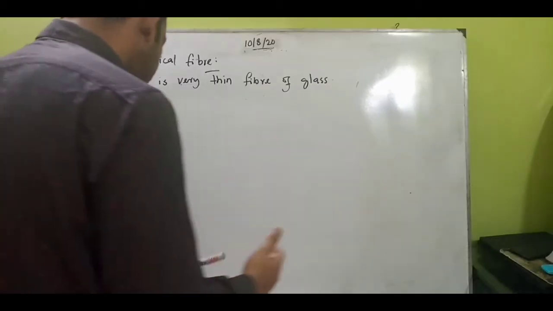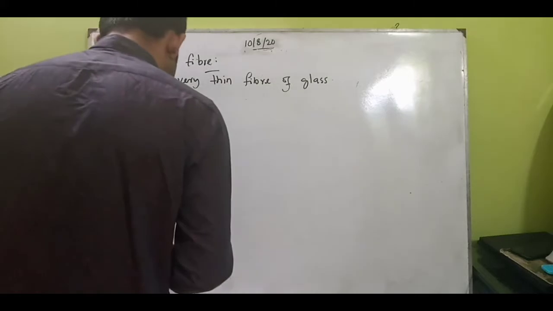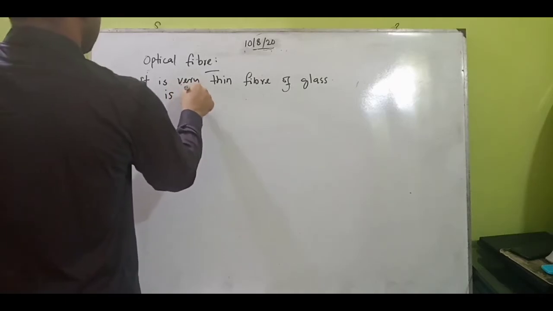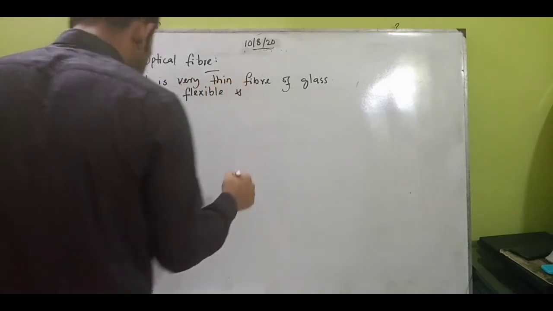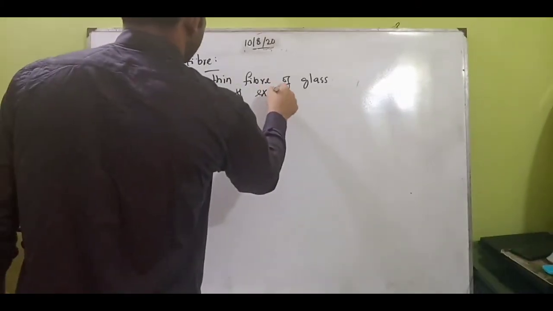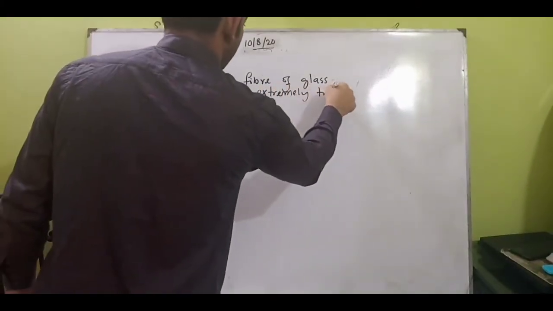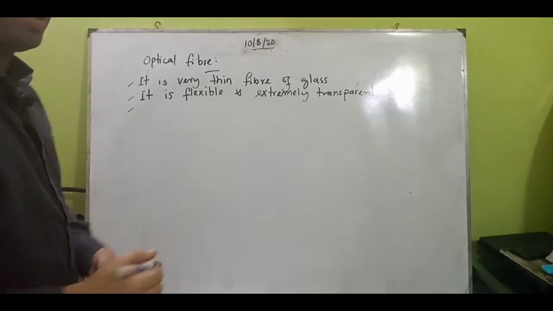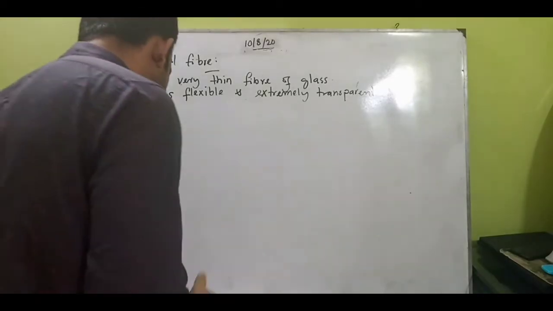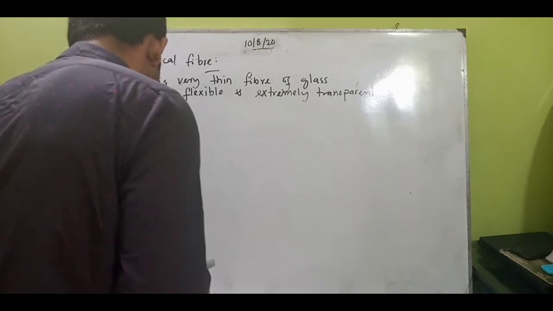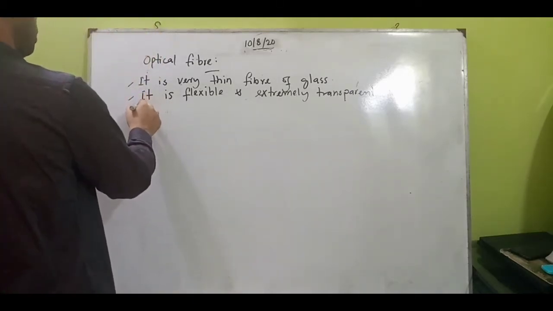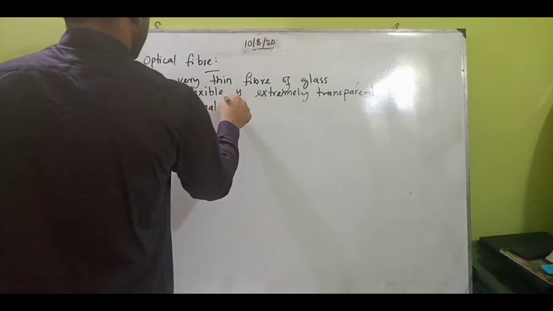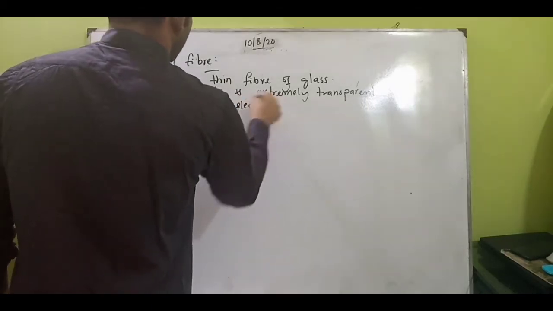It is number one. Then we can write here, it is flexible and extremely transparent. Then we can write total internal reflection.